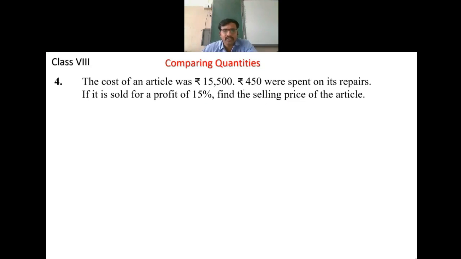Here this 450 rupees is the extra amount. It is called overhead expenses. So the total cost of an article will be cost plus the overhead expenses. So we shall write total cost of an article will be equal to cost plus overhead expenses.